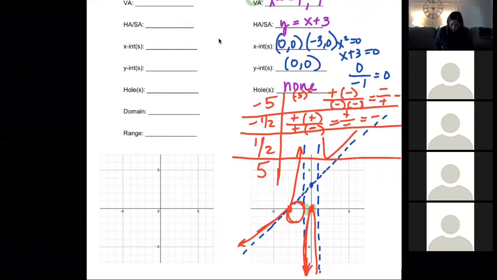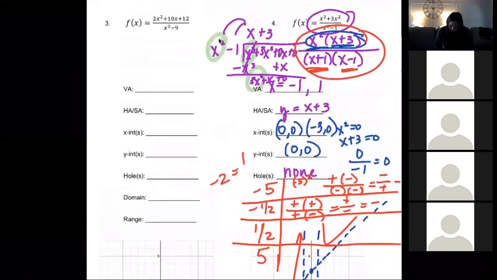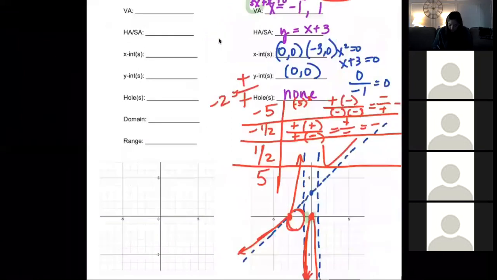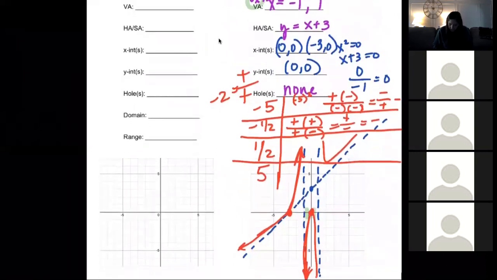But if I tested like -2, let's see what I would get. -2 squared. I would get positive on the top times negative, positive on the bottom. So yeah, that's what's happening. It's going up this way. Does that look right, Davy Lee?